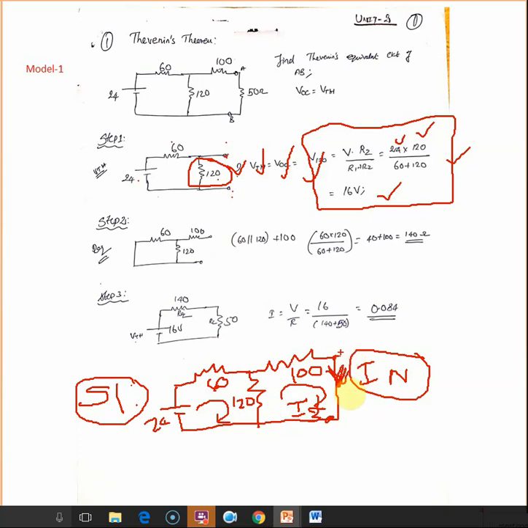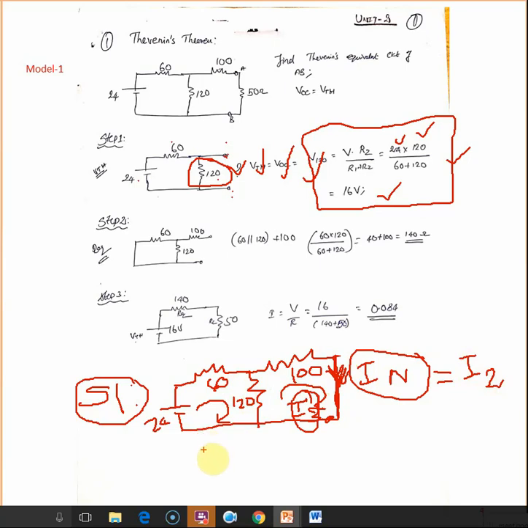See my I1. Is it an independent line, or a common line? If it is the 120 ohm, it is a common line. What is a common line? I1 also flows and I2 also flows. But at the IN place, it is an independent line. Only one current flows in this line, which is I2. So I write IN is equal to I2. That's all. Then you have to find out I2. How to find I2?